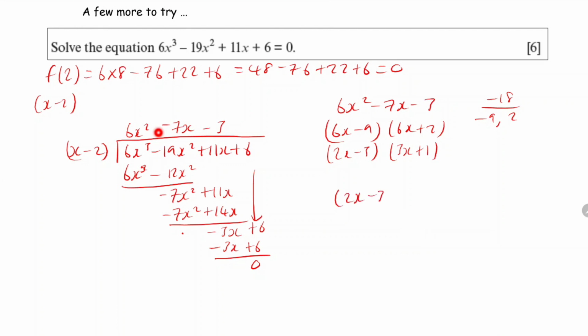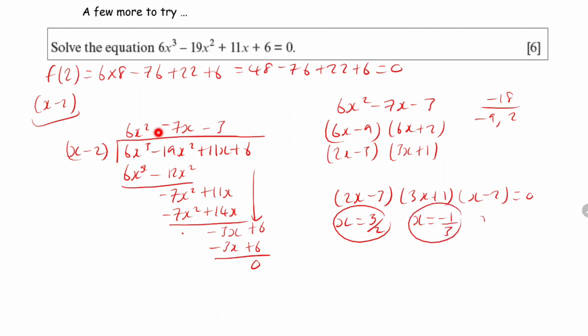So our three brackets are 2x minus 3, 3x plus 1, and our original one, x minus 2. Our three solutions are x equals 3 over 2, x equals minus 1/3, and x equals 2. Okay, next question.